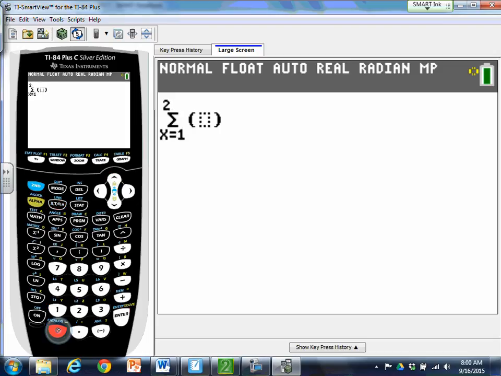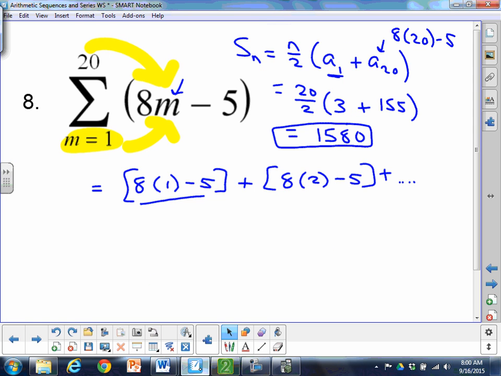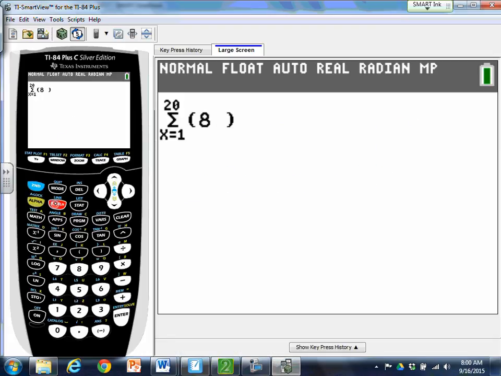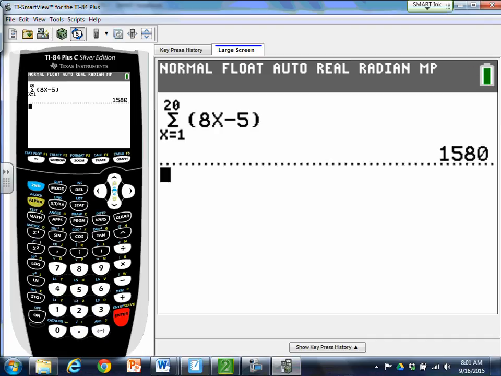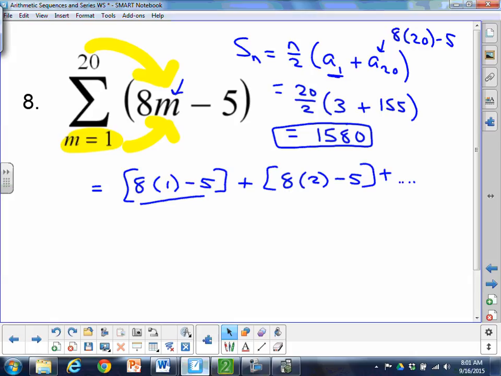Okay, so I'm just using the directional pad to fill in exactly the way the problem was given to us. And then we put the expression in. So for us this time, it was 8x minus 5. Okay, remember, just use x. It's just easiest. 8x minus 5. And it's going to quickly do the numerical part. Okay, so it does the sum for you quickly, but make sure you're still clear what's going on. Make sure you know we were doing the first term plus the second term plus all the way up to the 20th term, and we were adding those all up.